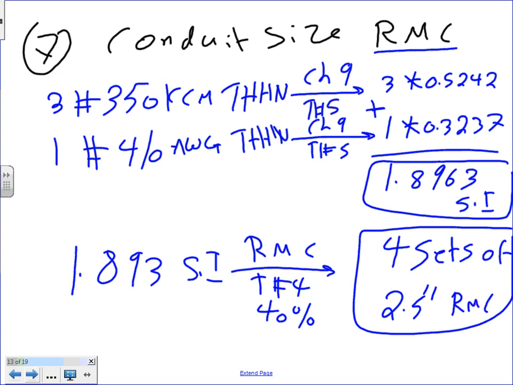Rigid metal conduit. Did they make a mistake here? No? It comes up with 2.5. Thank you. We have another gentleman to verify. 2.5 inch rigid. Any questions, guys, about this? Straightforward. Let's take a 5 minute break and we'll continue.